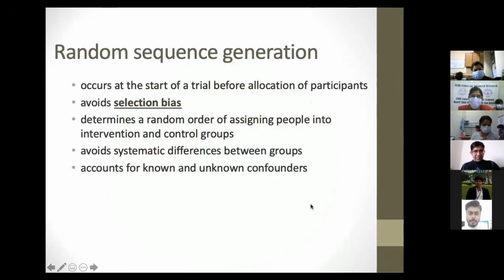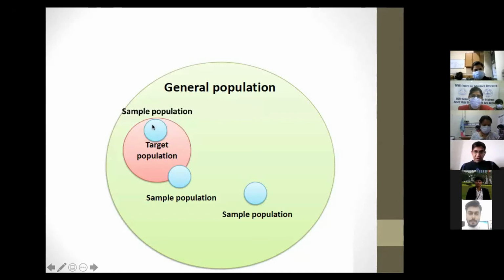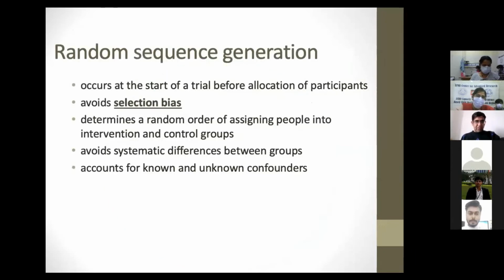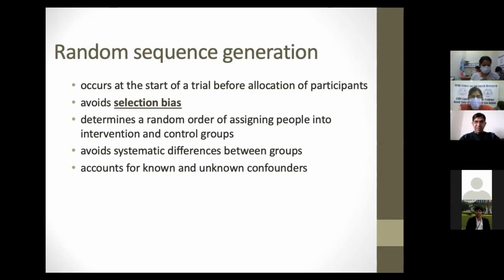But how do I select them? There are methods to select a sample population from a target population. We do randomization when we are talking about a randomized control trial. We do random sequence generation, and it helps to avoid selection bias. It determines the random order of assigning people into intervention and control groups, and it gives equal opportunity to every person of that group to be a part of the trial, to be selected for the intervention as well as the control group. So it minimizes the chance of bias from cherry picking the participants in a trial.